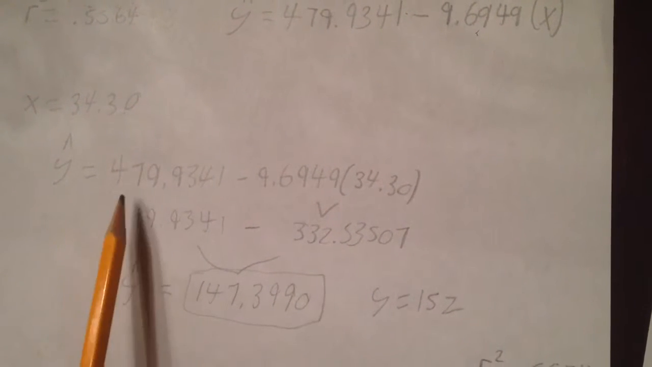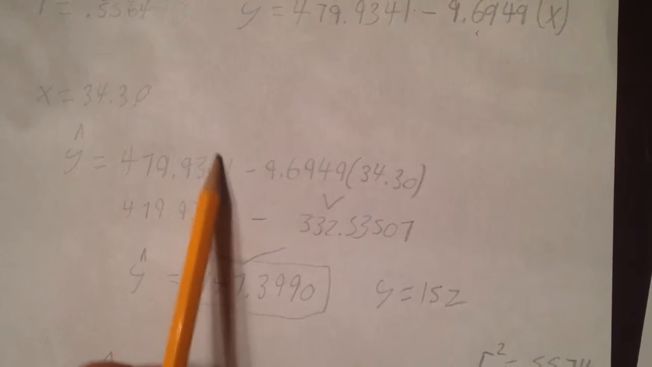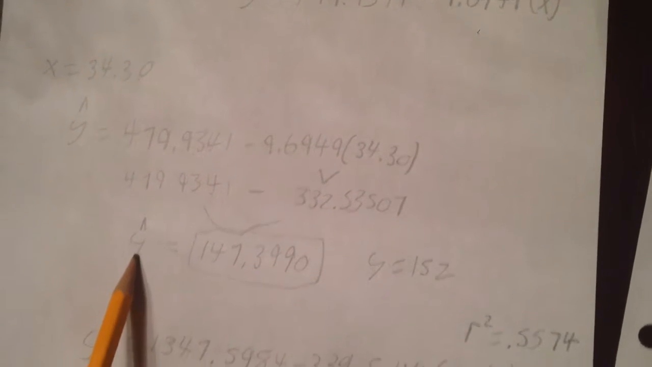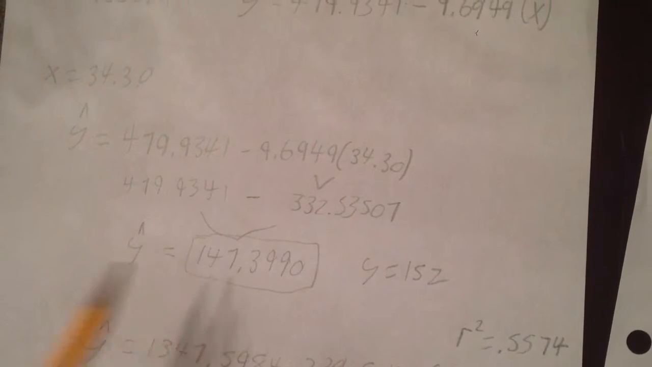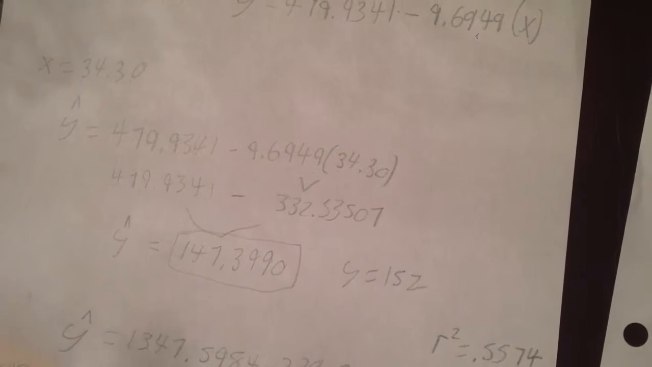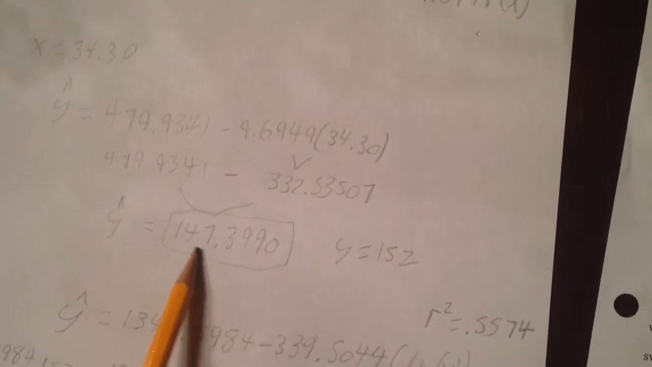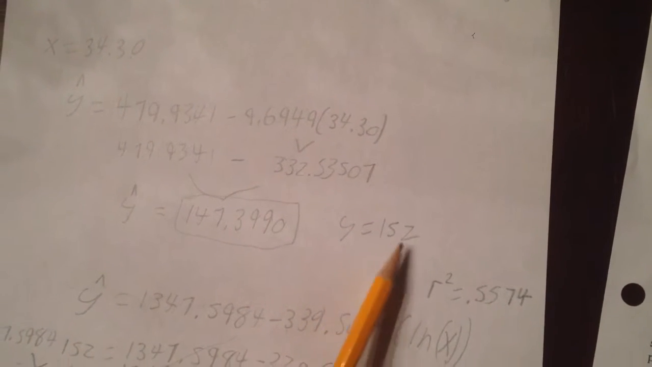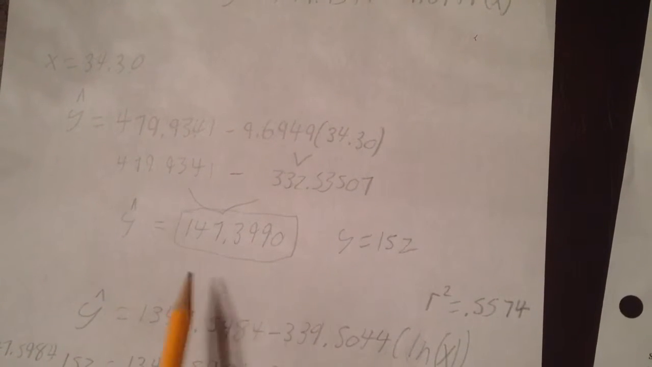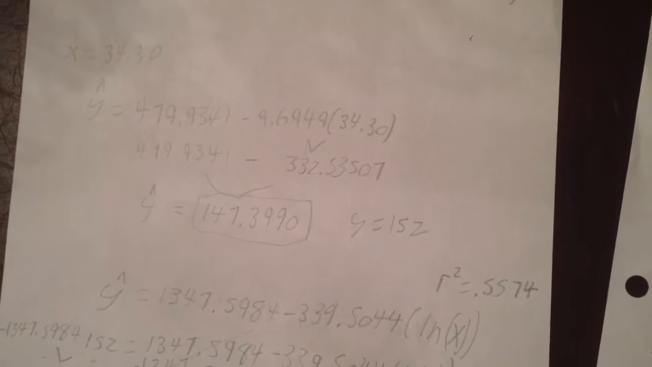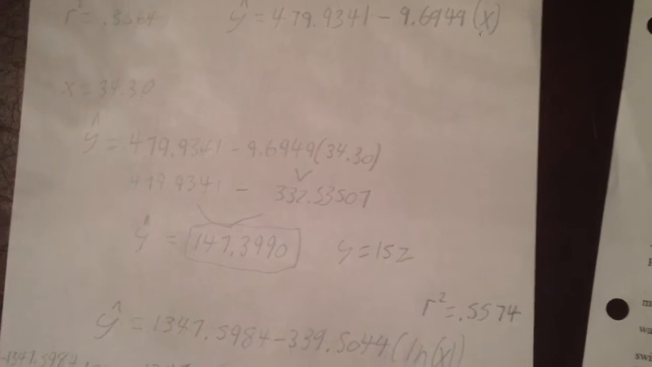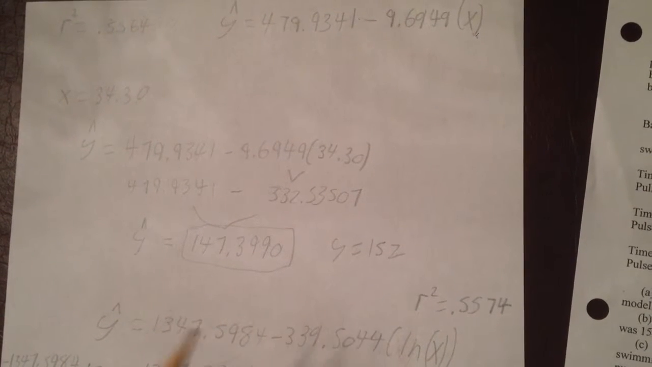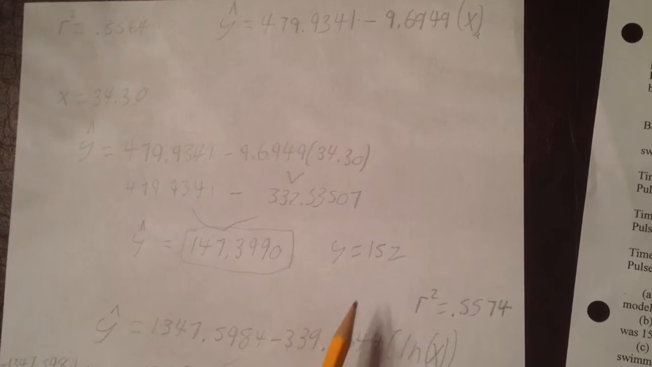and we subtract it from our total value as our equation says, and we come out to a predicted pulse rate value of 147.3990, and the actual, as it said in the problem, was 152. This is a pretty good prediction for the pulse rate. Our prediction was fairly accurate, and I think it can fairly well represent what the actual data was.